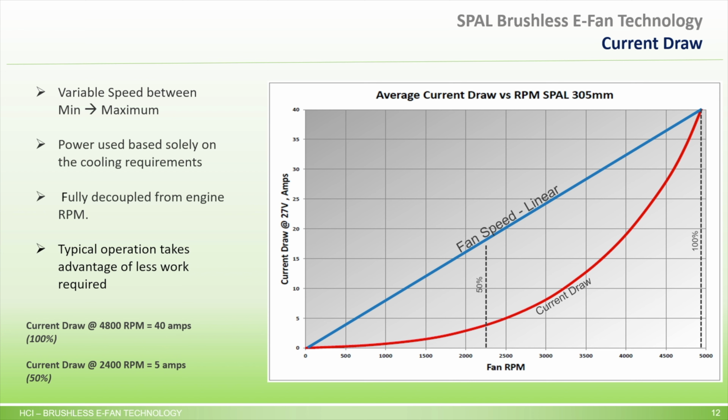For this application, you can see at maximum speed, 4,800 RPM, my current draw is about 40 amps. If I decrease my fan speed in half, my current draw is about 5 amps. You can see the benefit, since most machines' operational duty cycle will require less than 60% fan speed.